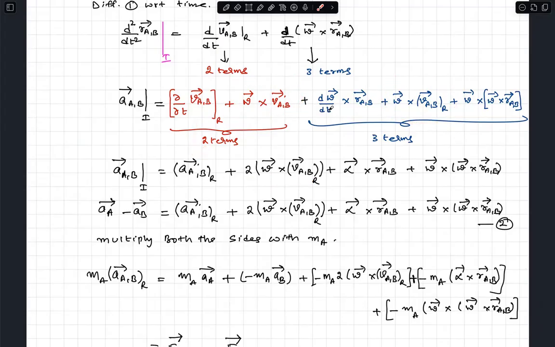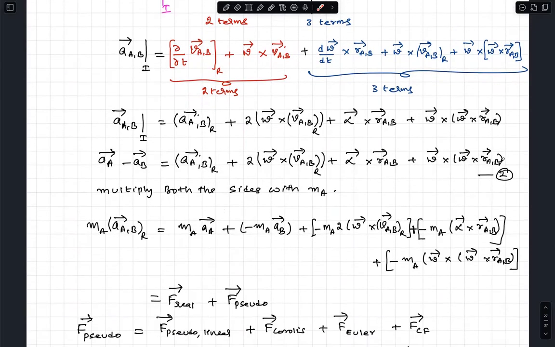And d omega bar by dt, already you know, this is called alpha bar cross R AB plus omega bar cross AB bar. Now, please, let me rearrange everything properly. This is only inertial, but acceleration of A with respect to B is acceleration of B with respect to rotating frame, two times of this, next term.